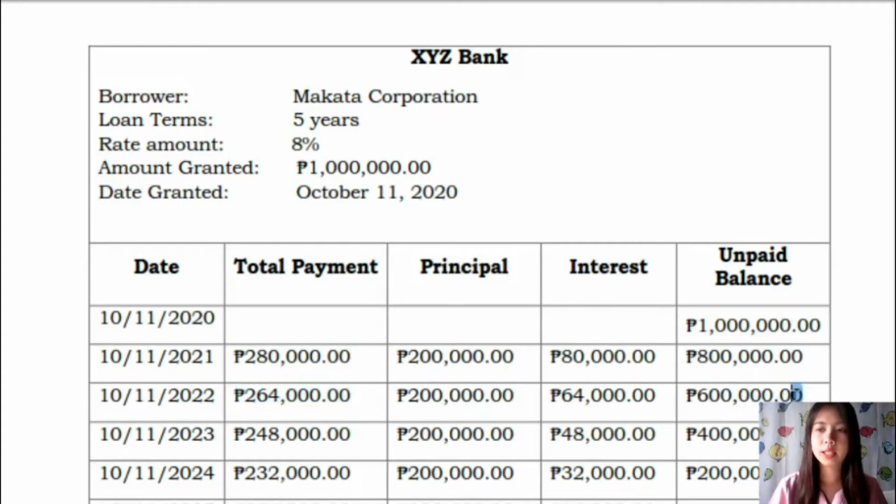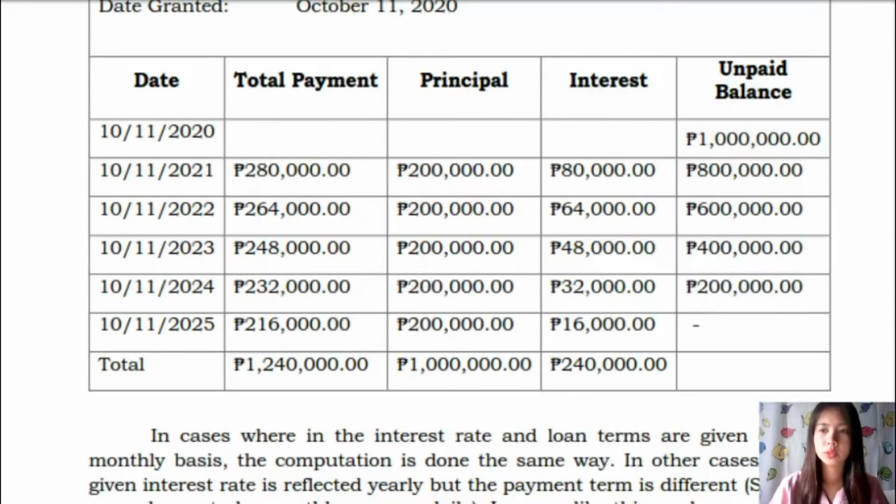So, by the next year, kay 600,000 na po, times 0.08. Nakukuha natin si 48,000. Next, 400,000 times 0.08, 32,000. And until the last payment, 200,000 multiplied by 0.08, so 16,000. Okay, so hanggang sa wala na pong matira or wala na maging unpaid balance. So, ito po, wala na siyang unpaid balance.